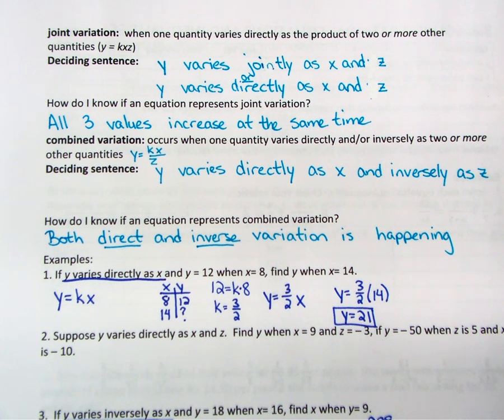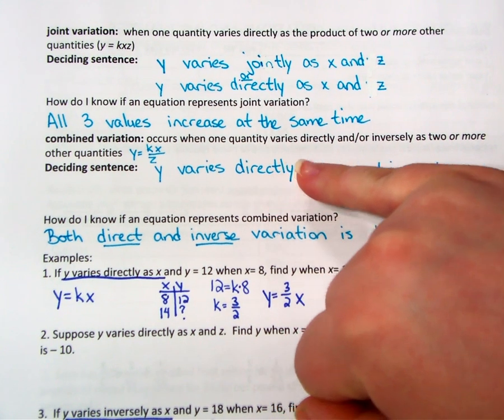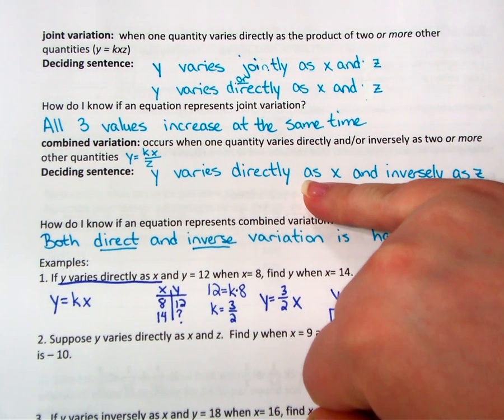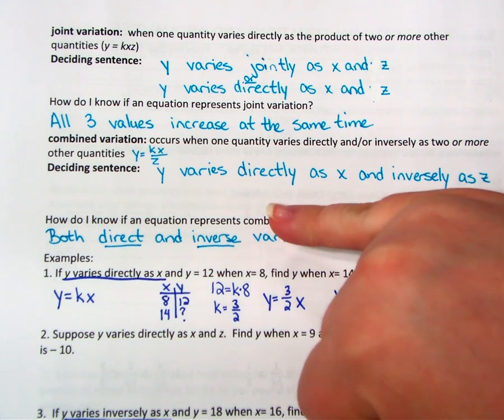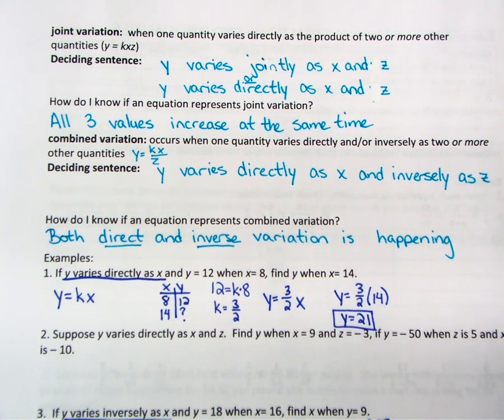Combined variation is exactly like it sounds. It's both direct and inverse variation. Now this sentence might be one of the easiest ones to make because it says direct as x, and we know that that means k multiplied by x. Then it says inverse as z, so that means that I'm going to divide everything by z. How do you know if it's combined variation? It would have both direct and inverse.